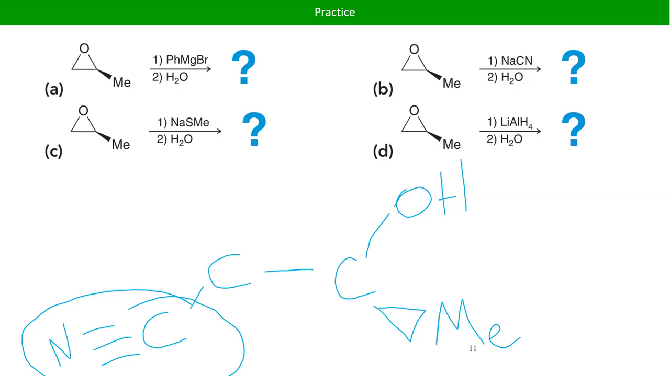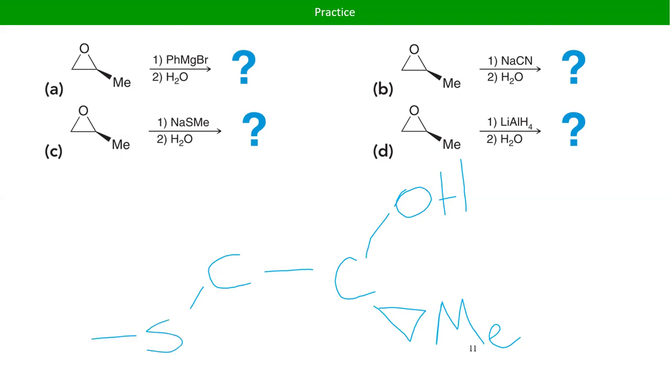Or C, we're turning into a thioether, right? Group, we're adding a sulfur attached to a methyl, or if there was something else, if it was an ethyl group or a propyl group or whatever, the important thing is just that we're adding a sulfur as an ether.